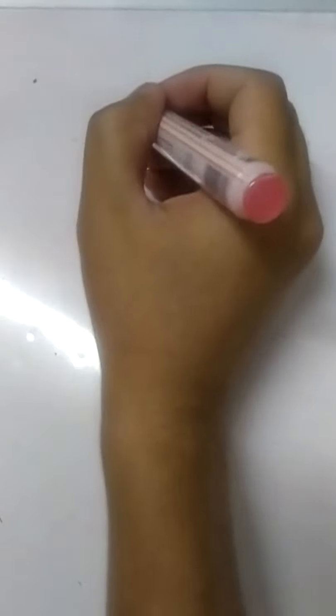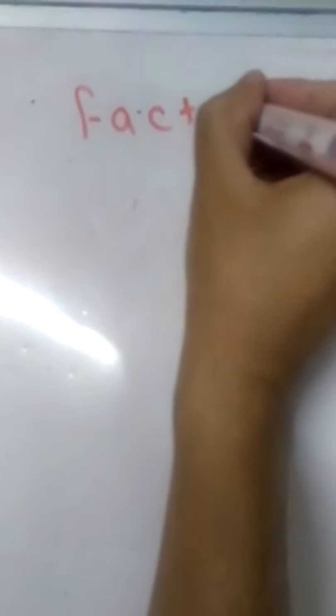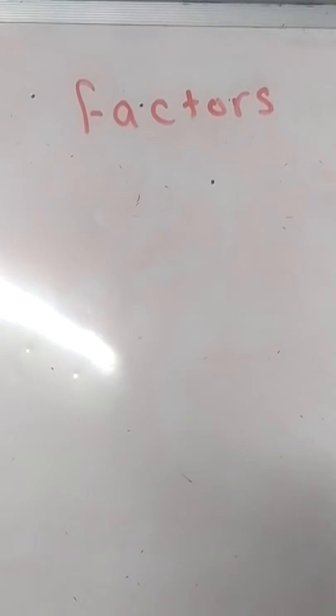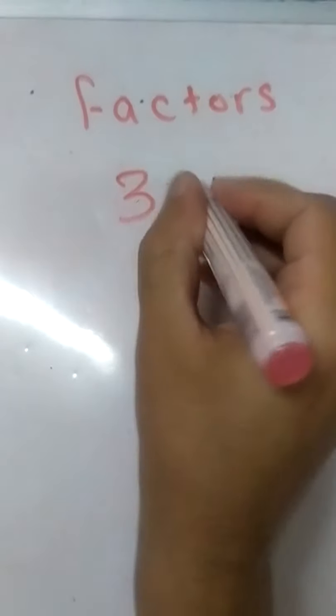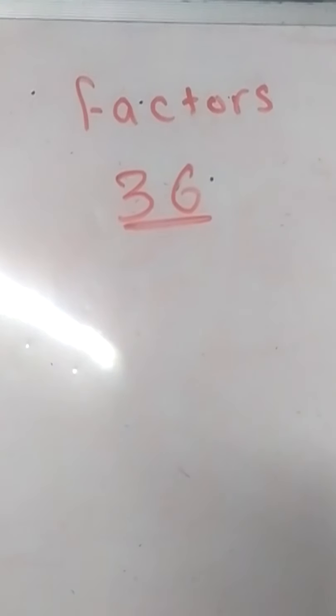Today inshallah we're going to talk about factors, okay? We are going to talk about how to find all the factors of a certain number. I'm going to give you an example. We are going to start with 36. We want to list all the factors of 36.